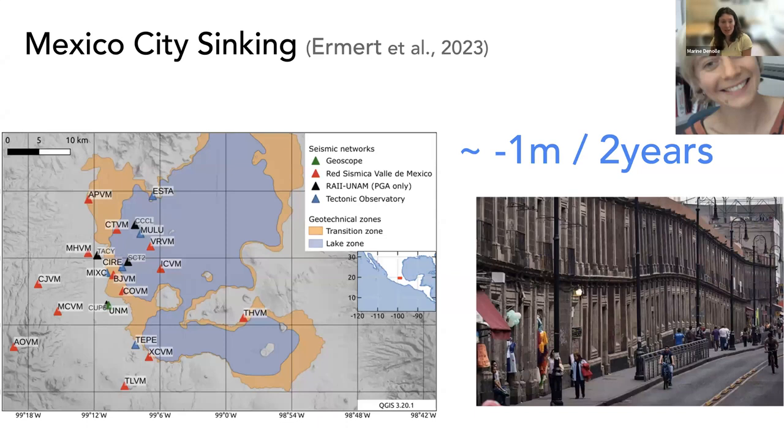We did this in Mexico City as well, way fewer stations, but we had 25 years from a French Geoscope array. This is work that was done with Laura Ermert, who's also a postdoc here. What's dramatic about Mexico City is it used to be a volcanic lake that's been drained for urbanization and for agriculture. And in pumping the groundwater over the course of 100 years, Mexico City has sunk by 10 meters or more.